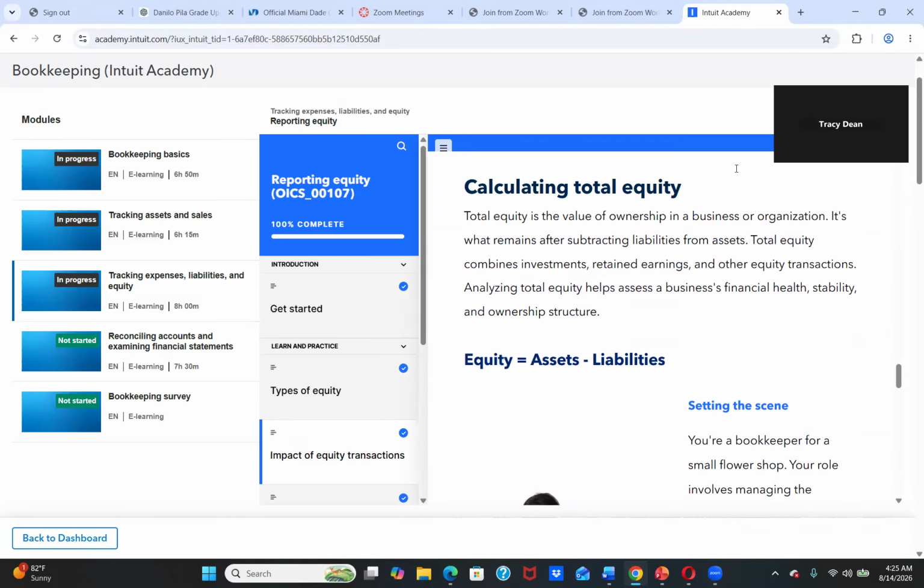And now we're going to look at calculating total equity. Remember, we have been doing this for a while. So in this area, we talk about assets equal liabilities plus equity. Now we're just taking this same formula. And what are we saying? Equity equals assets minus liabilities.